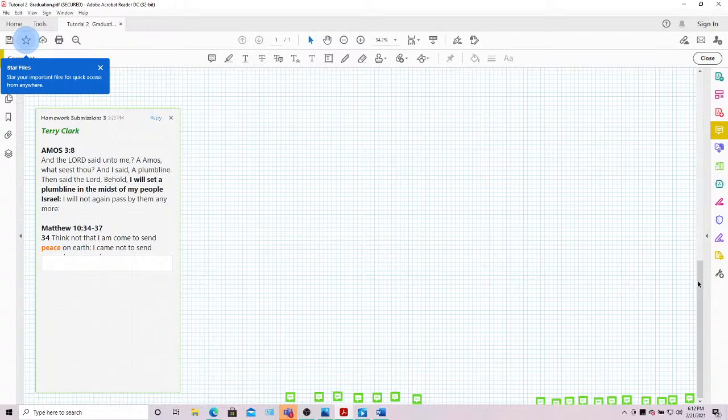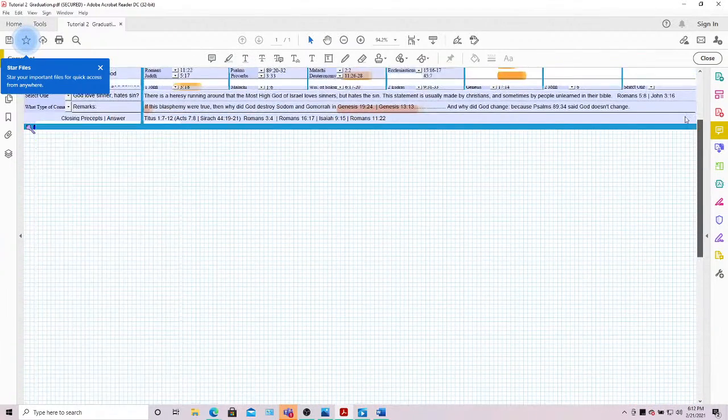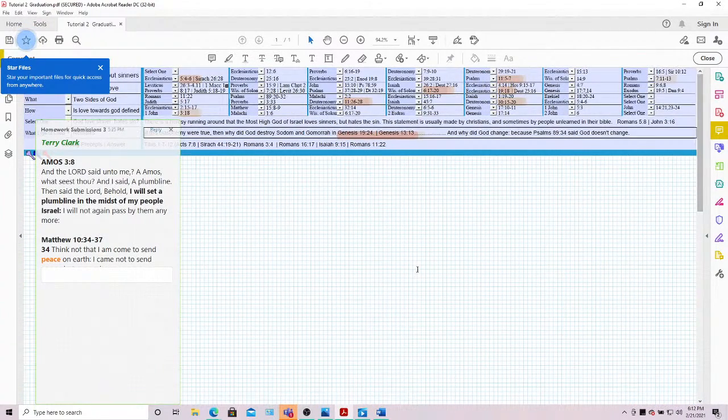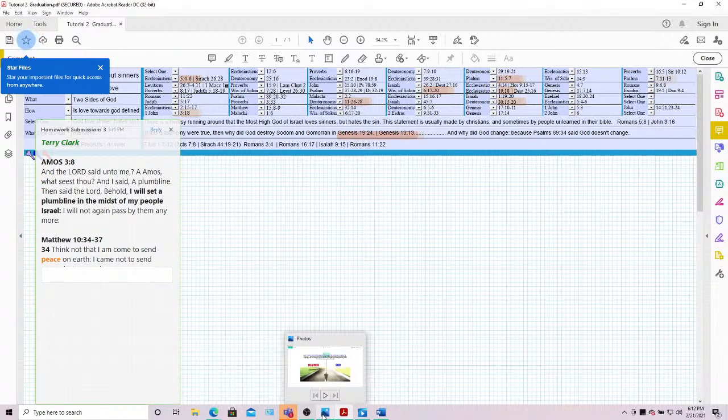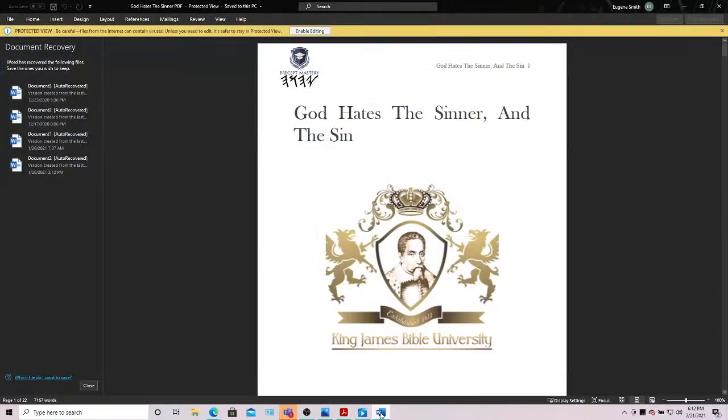All right, so moving right back up to the top of the Preceptor, this thing is finally complete. So look at all of our rows. It's just full of precepts right there. And another thing that I wanted to show y'all is I did compile and make a little Precept Booklet. It's called God Hates the Sinner and the Sin, and everything that we've been going over all this time throughout the tutorials is here.